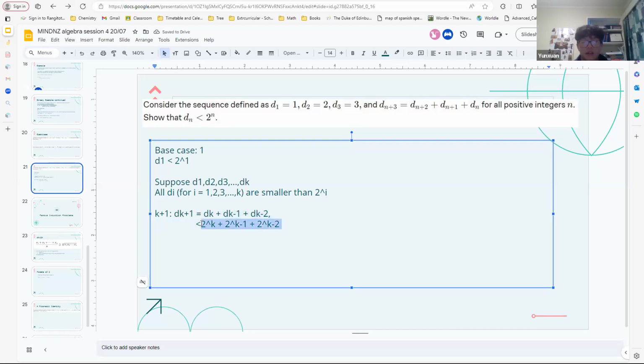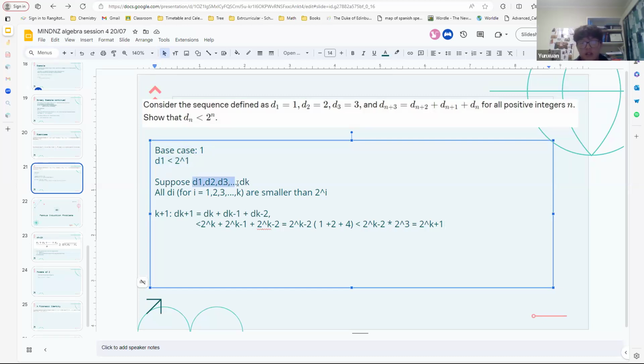But what's special about this? This expression is equal to 2^(k-2) times (1 + 2 + 4). But what is 1 + 2 + 4? That's 7, which is smaller than 8, right? So it's smaller than 2^(k-2) times 2^3, which is equal to 2^(k+1). So we've bounded it for the base case of d1.